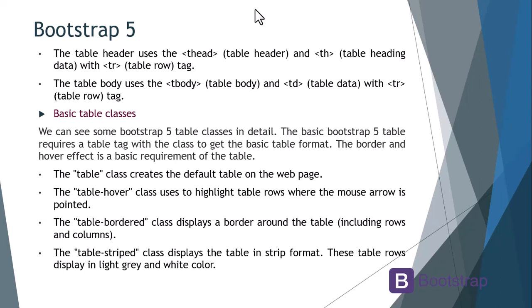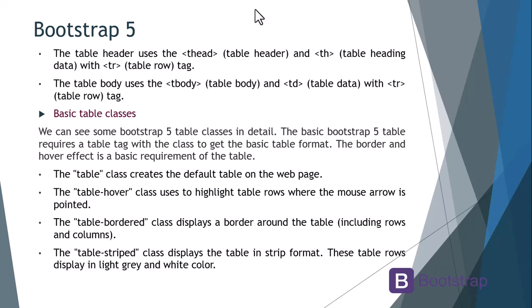All right, so now the table body uses the tbody, which is the table body, and the td, which is the table data, with the tr, which is the table row. Now we have the basic table classes.